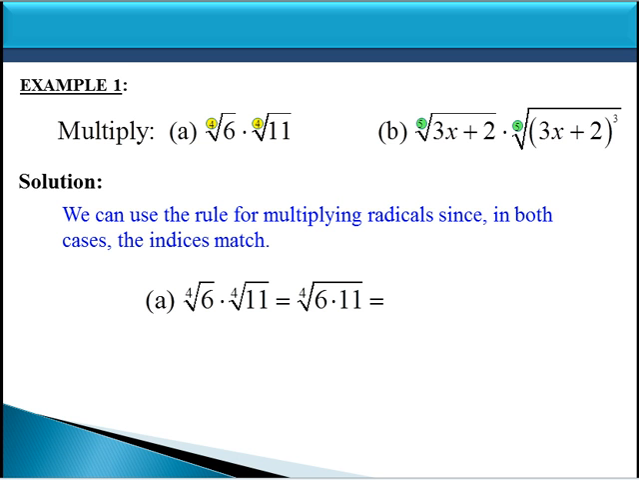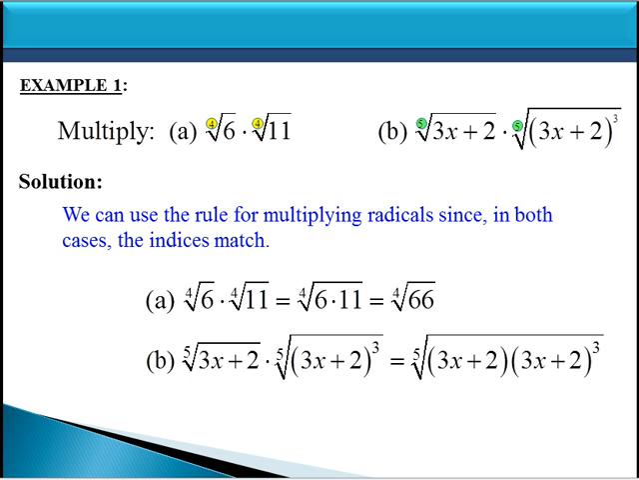So let's see how the rule will be used for these two examples. For the first one, the fourth root of 6 times the fourth root of 11, according to the rule, we could rewrite that as the fourth root of 6 times 11. And of course, 6 times 11 is 66. So the fourth root of 6 times the fourth root of 11 is the same as the fourth root of 66.